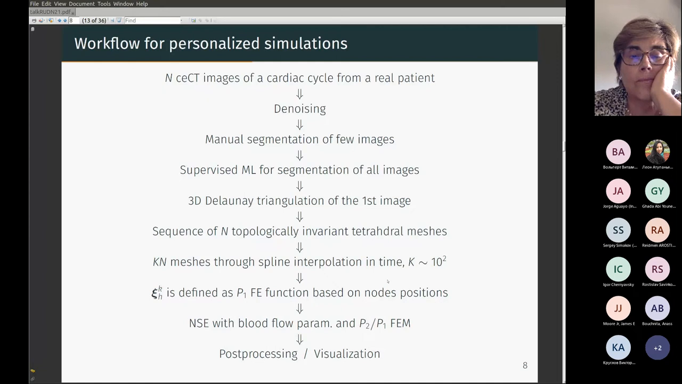And these meshes actually define the transformation psi k, which enters the Navier-Stokes equations and the finite element scheme, because the positions of nodes of these tetrahedral meshes explicitly define this transformation: the difference of these positions between the kth mesh and the first mesh defines psi. Then we can solve Navier-Stokes equations with the finite element scheme and post-process and visualize the solution. So this is a general workflow.